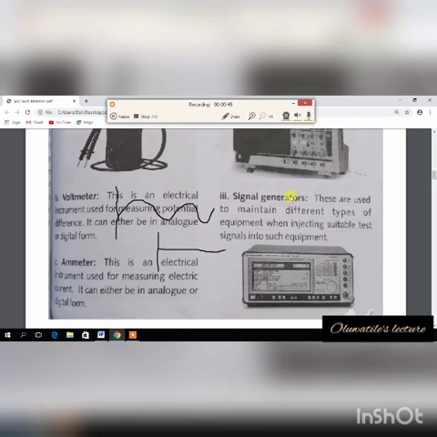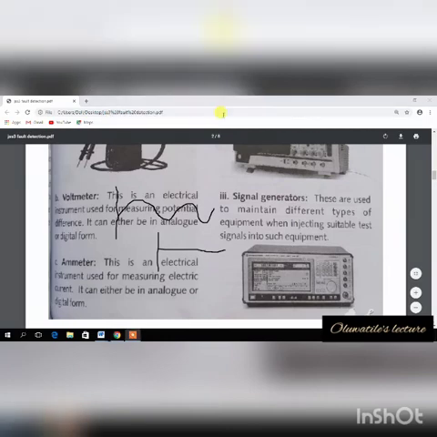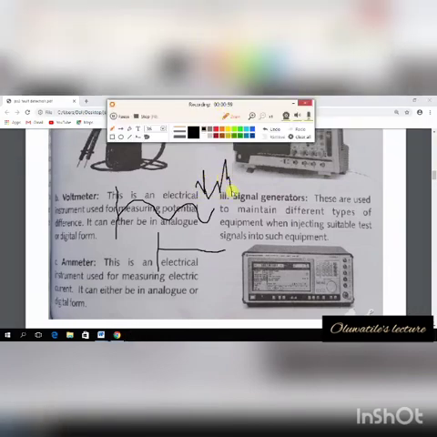But for this signal generator, apart from maintaining different types of equipment when injecting suitable test signals, you put signals to it in the form of pulse. Let me draw a pulse for you. The pulse is like this. Are you seeing? So that's the way it comes out in the signal generator. These things I have drawn here are signals, and when you input those signals into the signal generator, it helps you to maintain different types of equipment.